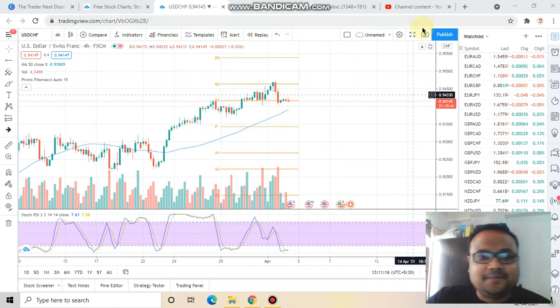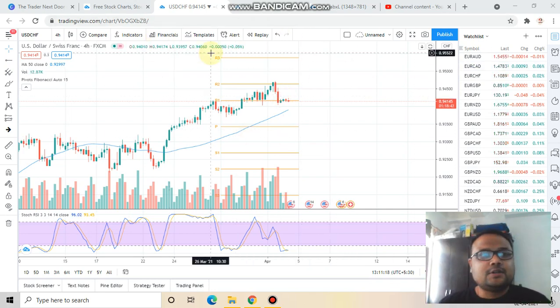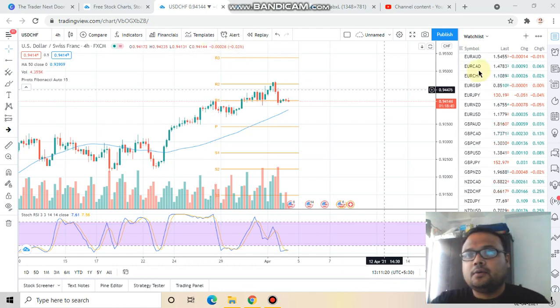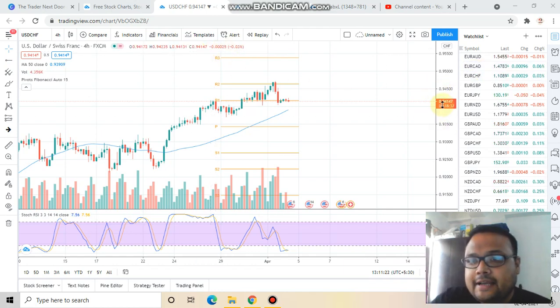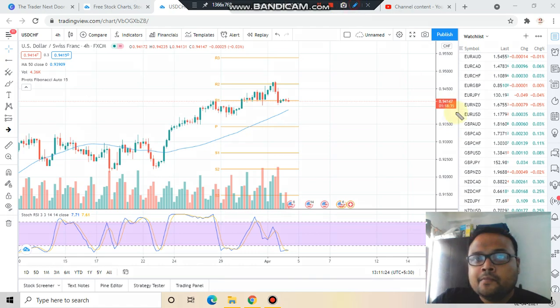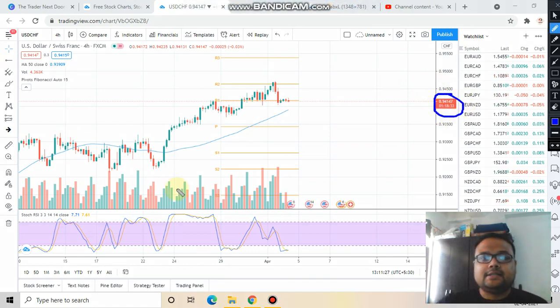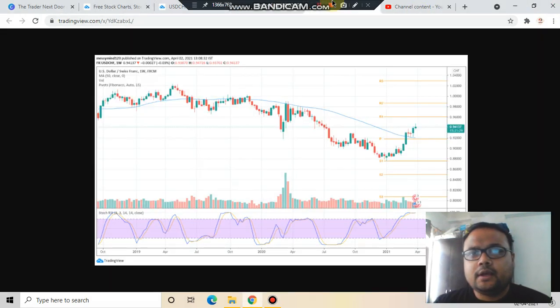So let's get started. So this is the chart of US dollar Swiss franc. As you can see right now, market is trading at 0.9414. This is the current market price. Okay. So let's switch to the 1 week time frame.